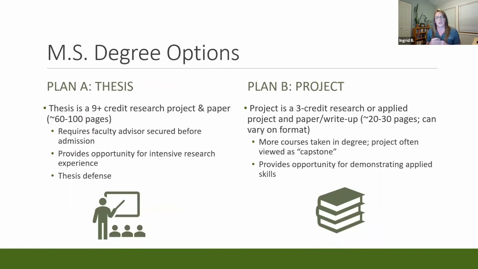So yes, the Master of Science has the thesis or the project option here. I'm going to quickly run through this, because if you are applying for the Master of Science, you will see in your application Plan A or Plan B, and you might wonder what that means. So the thesis track, as I mentioned, is a 9-credit research project, and this usually spans multiple semesters that you're working with a faculty member on your research. The number of pages, this is just to give you an idea of scope, varies widely depending on what kind of research you're doing.